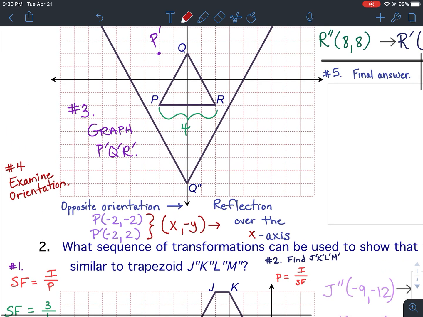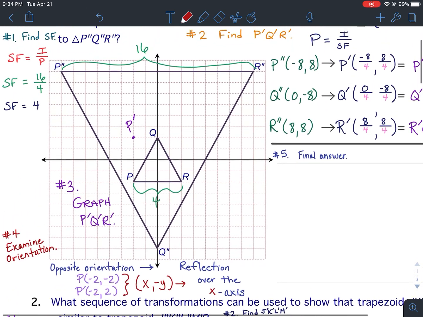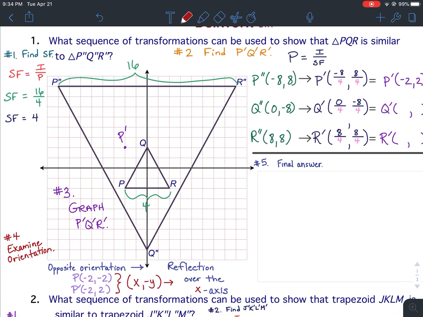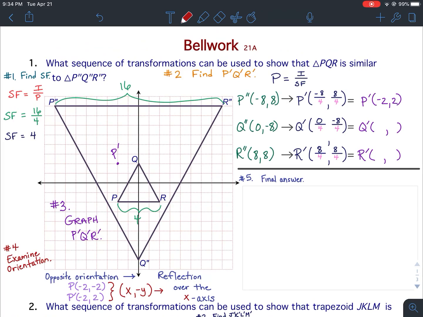Okay, so what was the sequence of transformations that occurred in this problem? Well, we know that there was a dilation and we know there was a reflection. So to go from PQR to P prime, Q prime, R prime, there was a reflection over the x-axis. And then to go from P prime, Q prime, R prime to P double prime, Q double prime, R double prime, there was a dilation with a scale factor of 4.